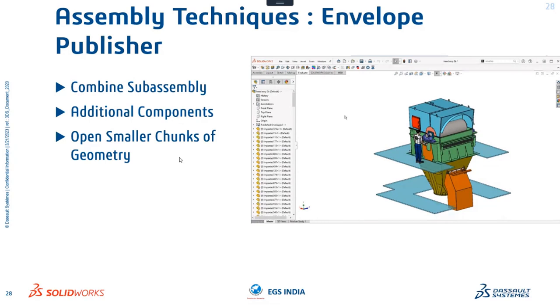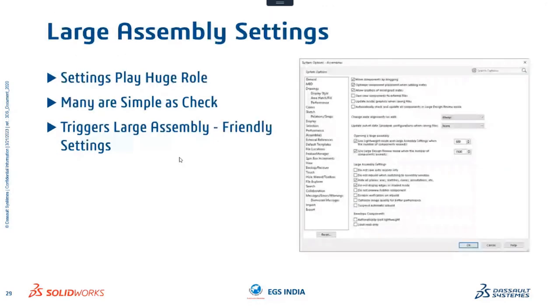So now we are moving on to the settings. The settings options play a major role at the system level itself. Also, most of them are simple checks. Also, it will trigger some of the large assembly settings, like these are the friendly settings. So we are now moving on to the next slide.